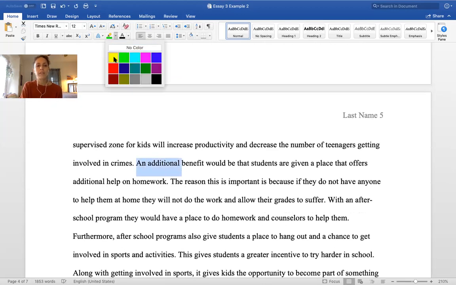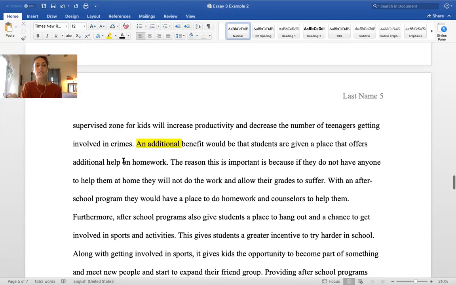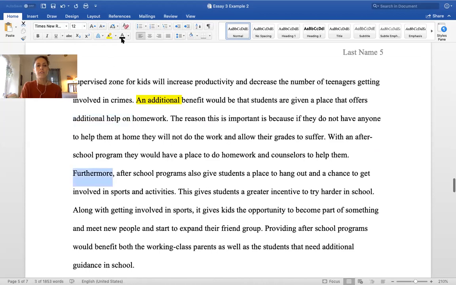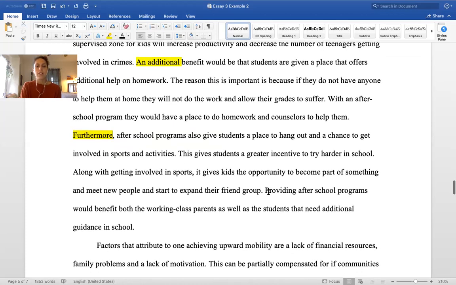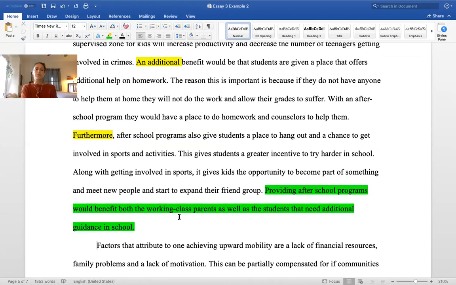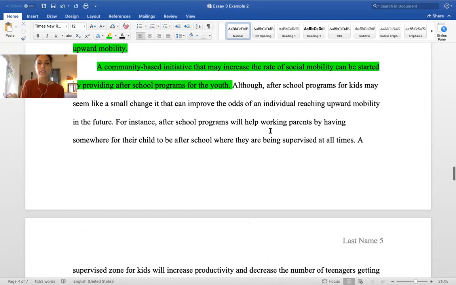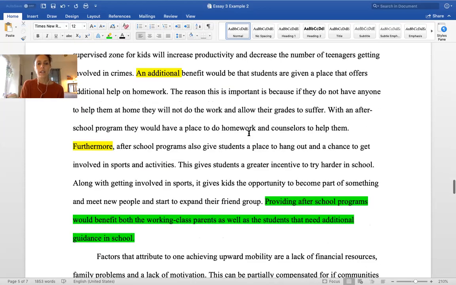So an additional benefit would be that students are given a place that offers additional help on homework. So, okay, that does say increased productivity, which is not the same as additional help, so that's fine. Good. And furthermore, after-school programs give students a place to hang out and get a chance to be involved in sports and activities. Cool, that sounds good. So this is our concluding sentence. Providing after-school programs would benefit both the working class parents as well as the students that need additional guidance in school. Good, that makes sense, right? So she talked about parents here, and she talked about the kids down here.